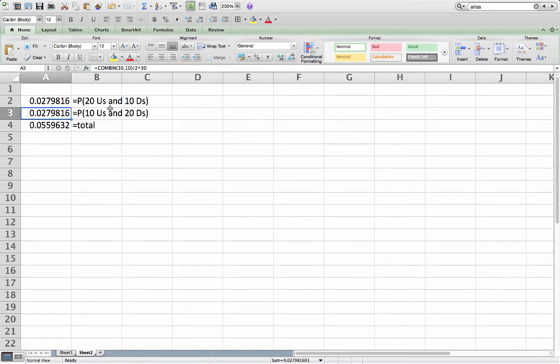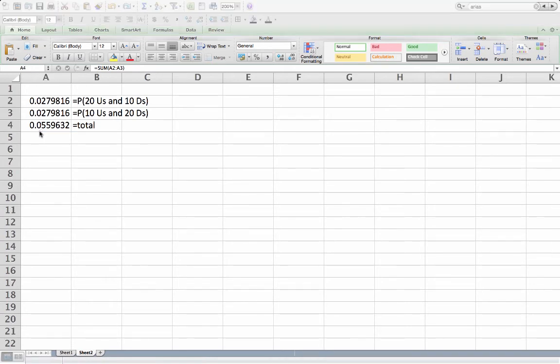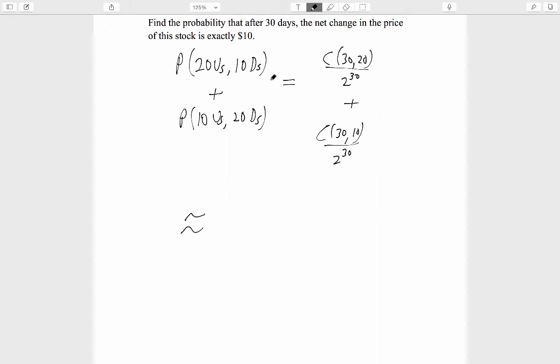What we really need is the sum of these two. That is approximately 0.05596. Let's record that over here, that the probability that after 30 days the net change in the price is exactly $10 is approximately 0.05596.